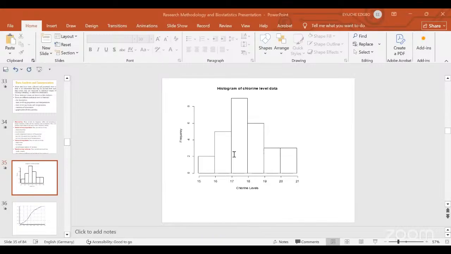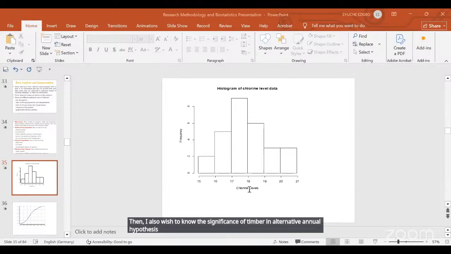You made mention of regression analysis, which is the comparison of two variables. And you also made mention of the chi-square independent test, which is also the measurement of two variables, which is the grouping and the study variable. So I wish to know if these two tests are the same. Then I also wish to know the significance of p value in alternative and null hypothesis. Thank you. You're welcome.